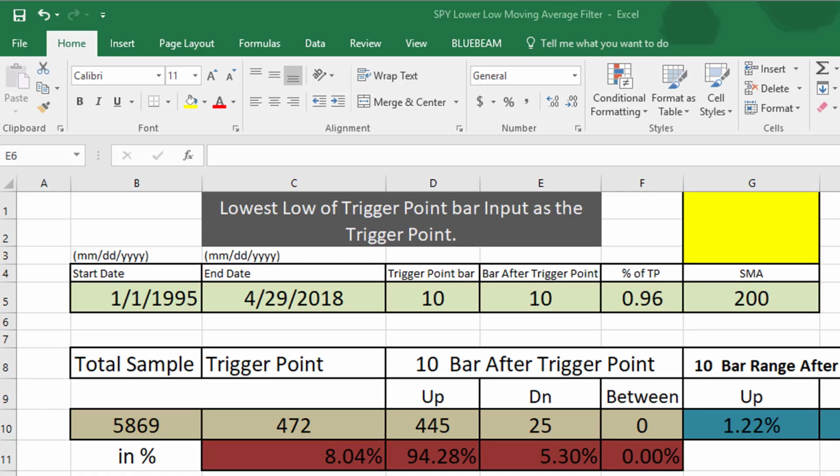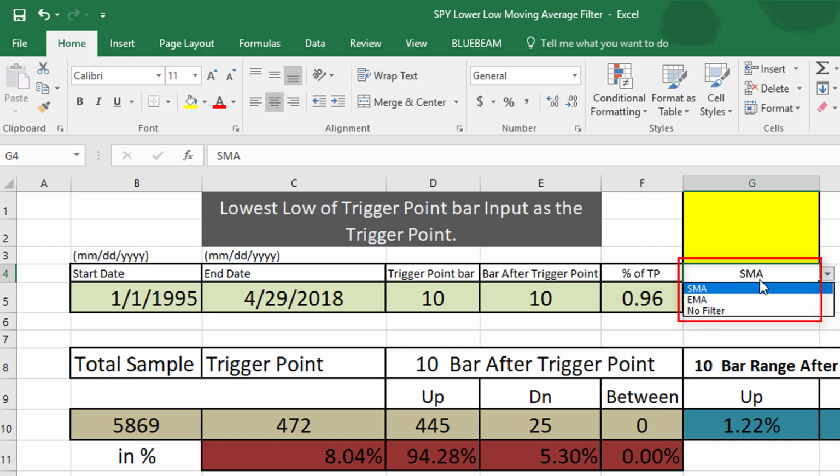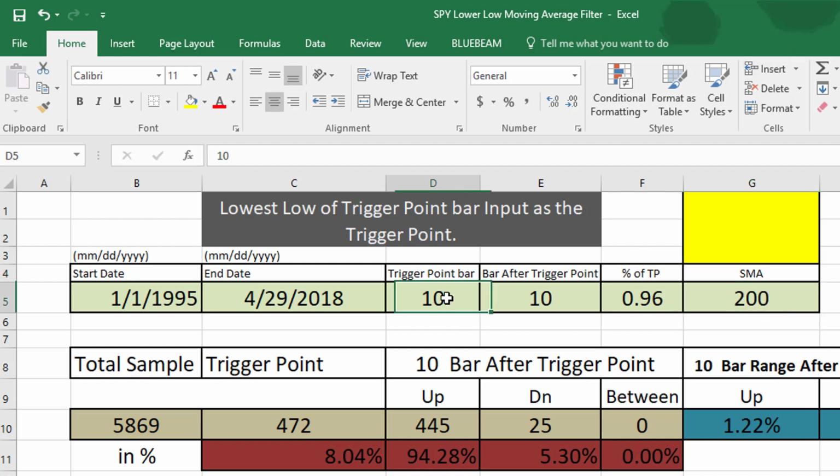Okay, so here's my spreadsheet, and basically what I've done is I had someone help me because I'm not super adept in Excel, but basically we took over 20 years. This goes back to 1995. And we've configured the spreadsheet. We have the 200-day moving average, and this can be changed. We can do EMA and no moving average. I like to just stick to the 200. And the trigger point is the 10-day low. And this is the lower low scenario. So then 10 days later is how far we're looking in, currently in this spreadsheet.